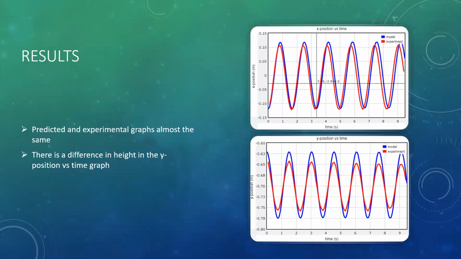So these are the results from my experiment. As you can see here, the x position versus time graph is very similar with just a small offset between the prediction and the experimental. And in the y graph, despite the periods being exactly the same, there's a discrepancy in the heights of the y position versus time graph.